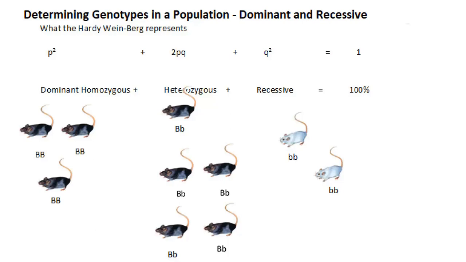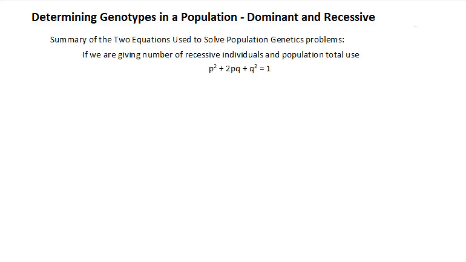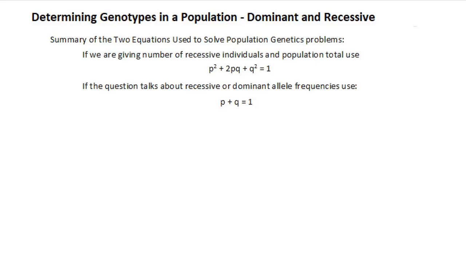Okay, one final summary of how these two equations work. If we are given the numbers of recessive individuals and a population total, we use p squared plus 2pq plus q squared equals 1. So that's when you're given the number of individuals that are recessive and the total population. You use the Hardy Weinberg. What if the question is asking about the recessive or the dominant alleles? If the question is asking about the allele frequencies, we use p plus q equals 1. So that's how to use those two equations.